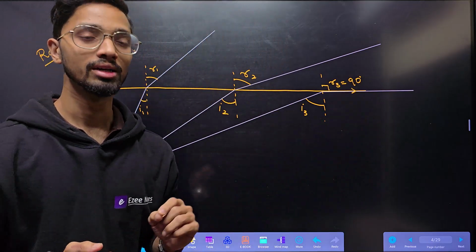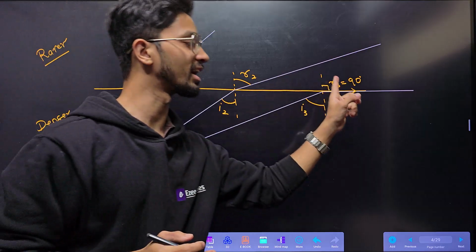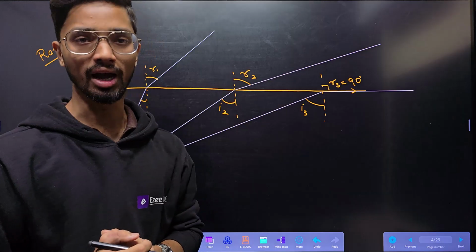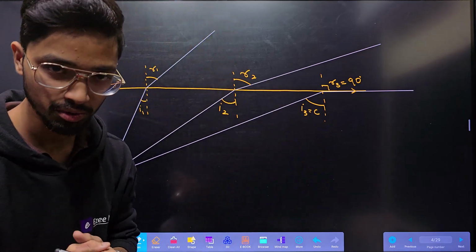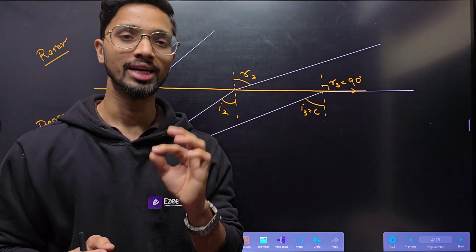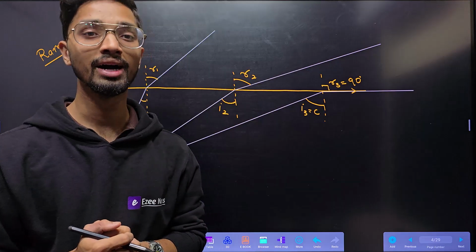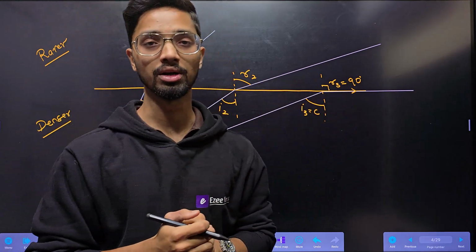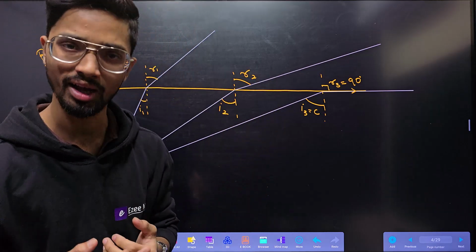Whenever the ray passes from a denser medium to a rarer medium and the refracted angle becomes 90 degrees, then the incident angle is known as the critical angle C. Once more, whenever the ray passes from a denser medium to a rarer medium and the refracted ray makes an angle of 90 degrees with the normal, then the angle made by the incident ray is known as the critical angle.